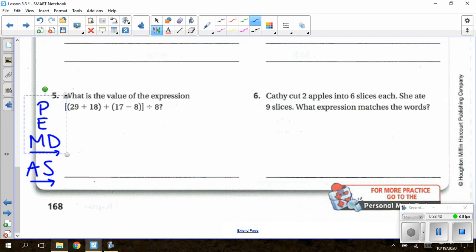And finally, number 6, Kathy cut 2 apples into 6 slices each. So figure out the total number of slices. Then she ate 9 slices. What expression matches the words? This will be a multiple choice question on your homework on Schoology, so make sure you try to figure out which operation goes with those 2 key words.